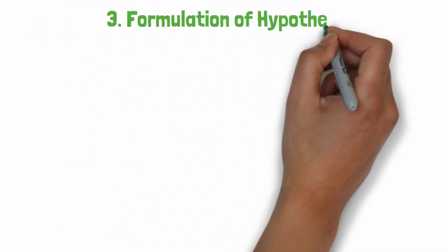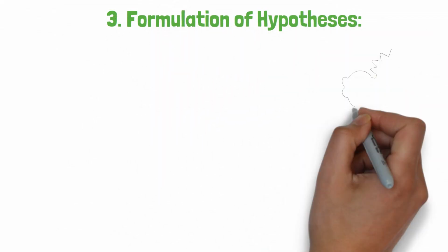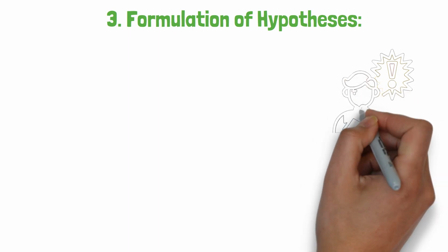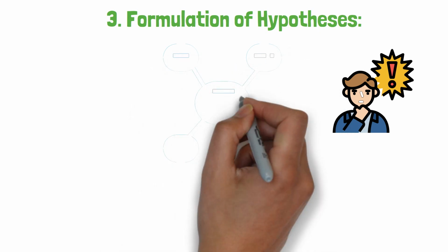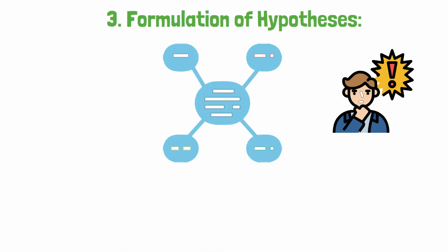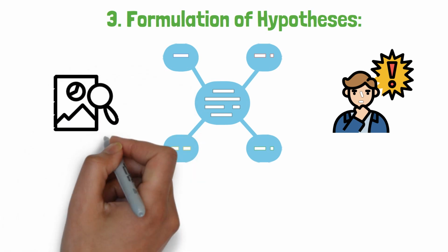3. Formulation of hypotheses. Once observations are made, biologists organize and relate them to the problem at hand. This process leads to the creation of a hypothesis, a tentative explanation for the observations. A hypothesis should be a general statement, consistent with existing observations, simple, and testable.